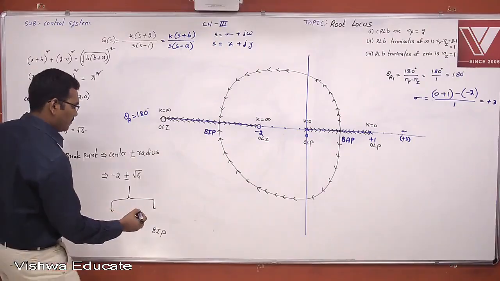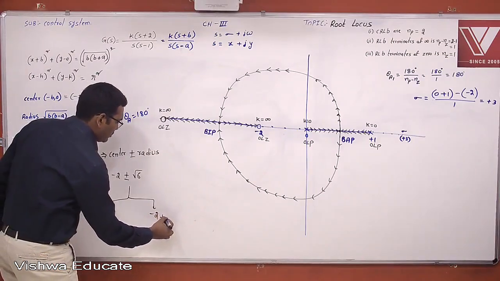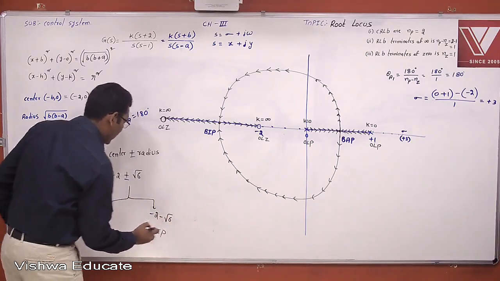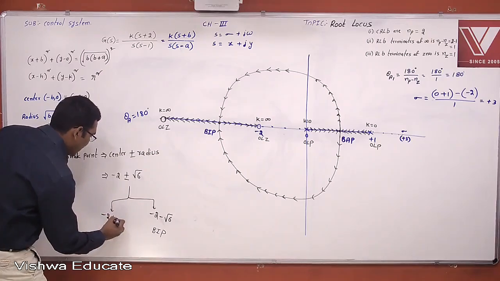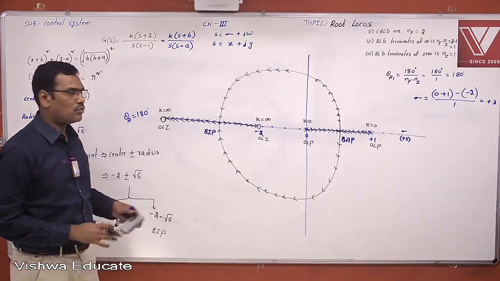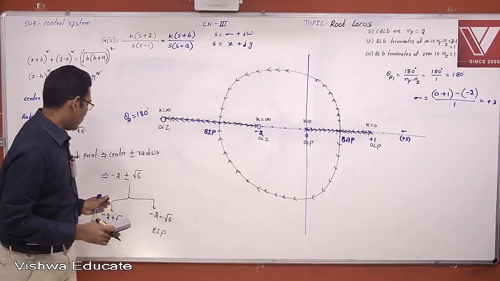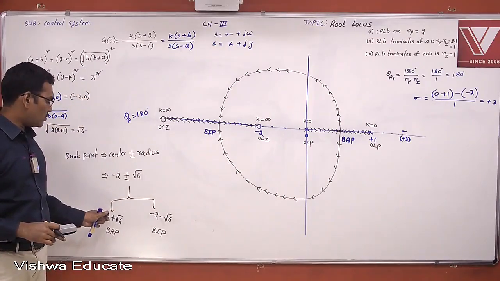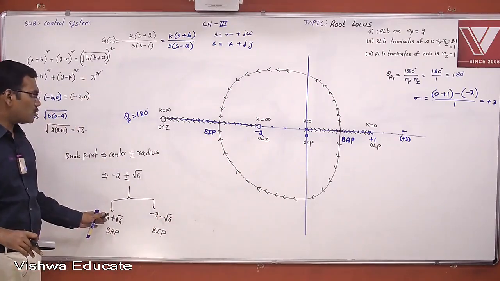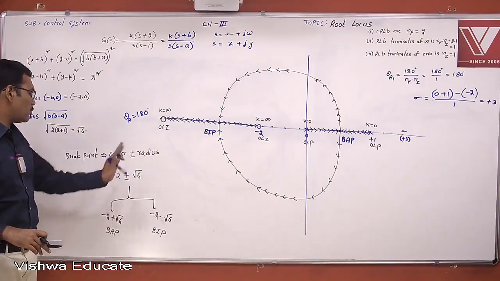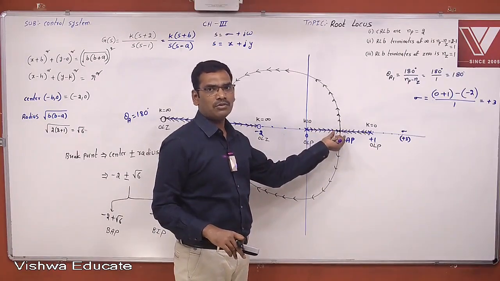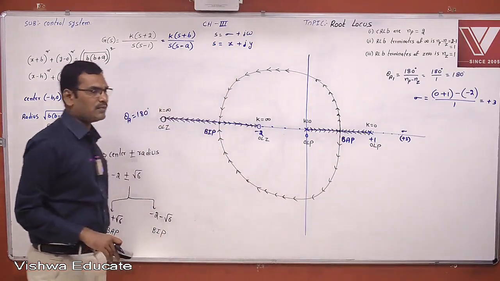Now this is nothing but minus 2 minus root 6 is the break-in point, minus 2 plus root 6 is the breakaway point. So this is around minus 4 something. Okay. Now this is minus 2 plus 2 point something, therefore this is minus 2 and root 6 is some 2 point something. Therefore, this is minus 0.5 something, 0.4. So this is the breakaway point and this is the break-in point. Is it matching or not? Yes.